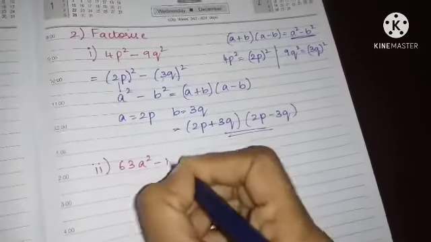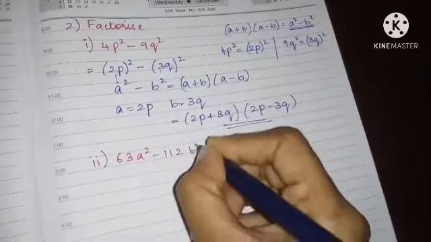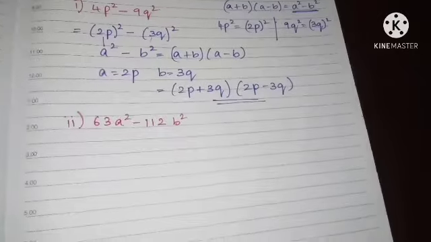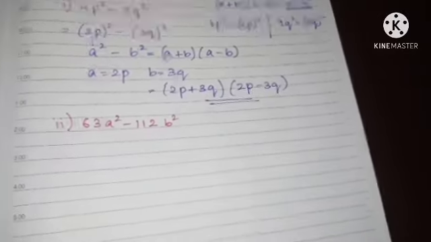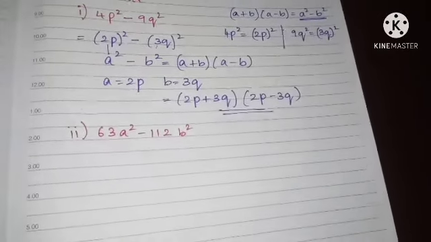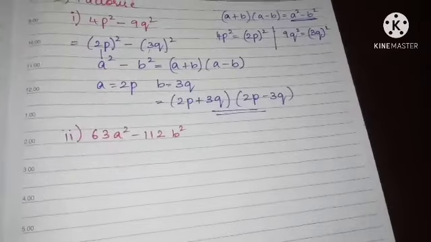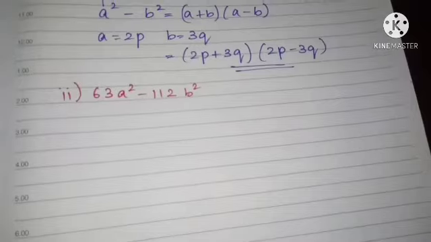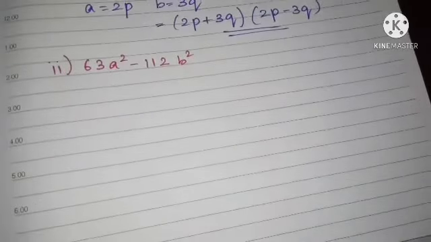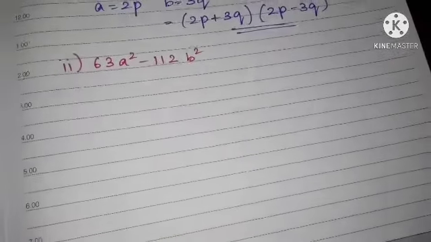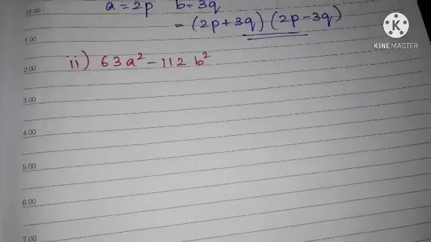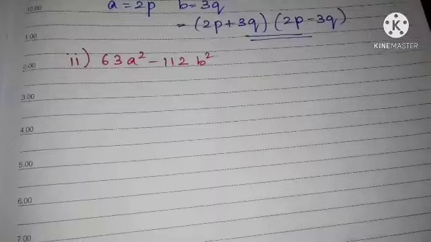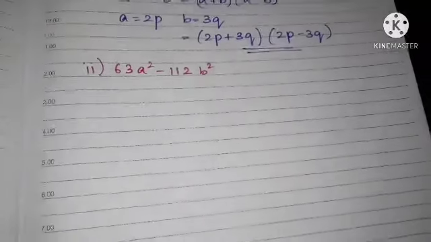63A square minus 112B square. So here we should find whether it is a perfect square or not. Whether 63 and 112 is a perfect square. Some steps you should do to find that. Yes, some steps you should do it. That is the main thing in this.